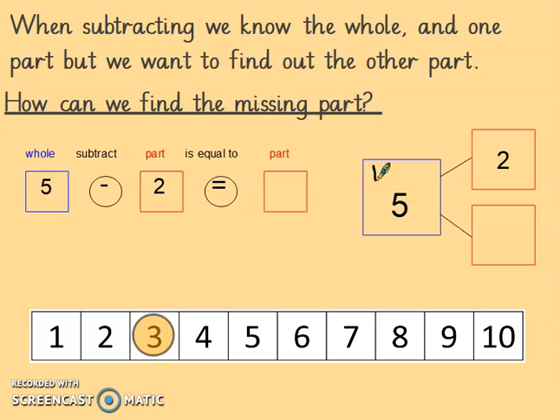Or we can have 1, 2, 3, 4, 5 and take away 2. 1, 2. I'm left with 3. And that's 3 both times, so it must be right. And we can always check that. Does 3 and 2 make 5? Let me check. 1, 2, 3, 4, 5. That's right.